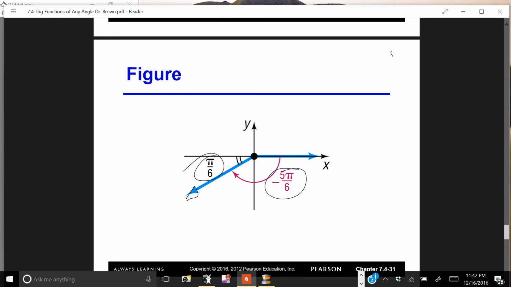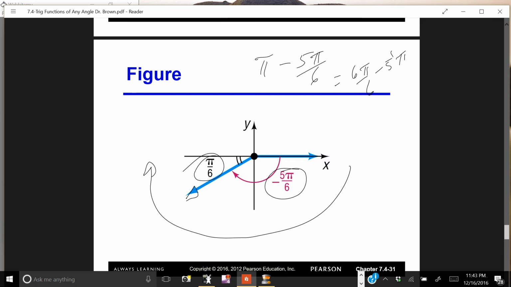You can calculate that by realizing that 180 degrees is equal to pi, and we want to subtract 5 pi over 6 from that, which is equal to 6 pi over 6 minus 5 pi over 6 equals pi over 6. So here's the reference angle for an angle of minus 5 pi over 6.